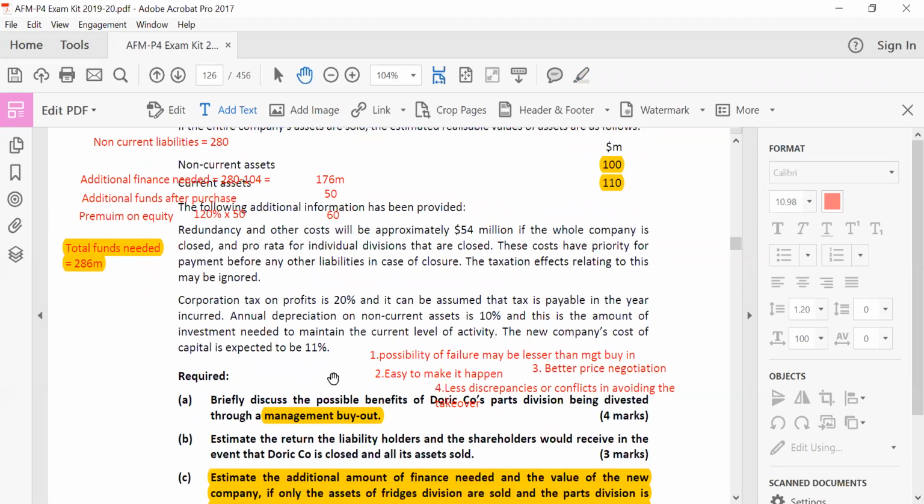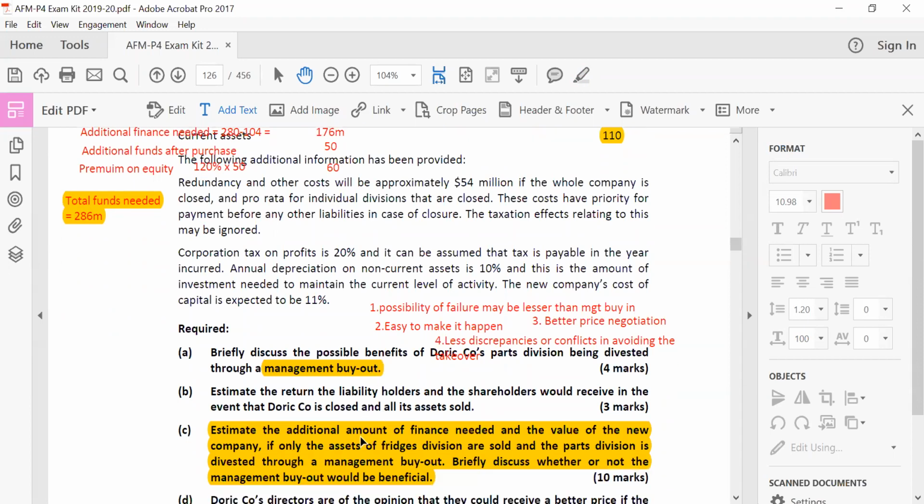But the examiner never only said we should determine the additional finance needed. They said estimate the additional amount of finance needed, and the value of the new company. Now, the new company is only left with the manufacturing parts. Freight is gone. It's left with only what? The parts. We pray and we thank God that the examiner never brought in WACC, cost of capital calculation. But current questions will bring in WACC. So please, the part which is gone.